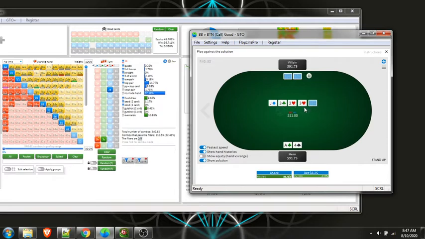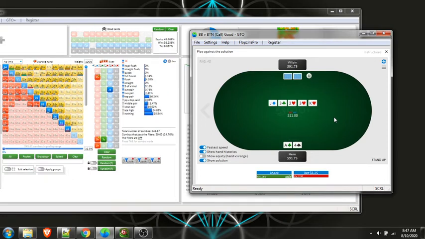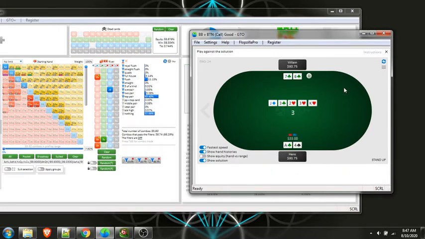So that will actually keep our equity the same. Actually, slightly improve it, a little above 50%. Yeah. So we'll check again. And that hurts us, 40%. So we'll check and call.